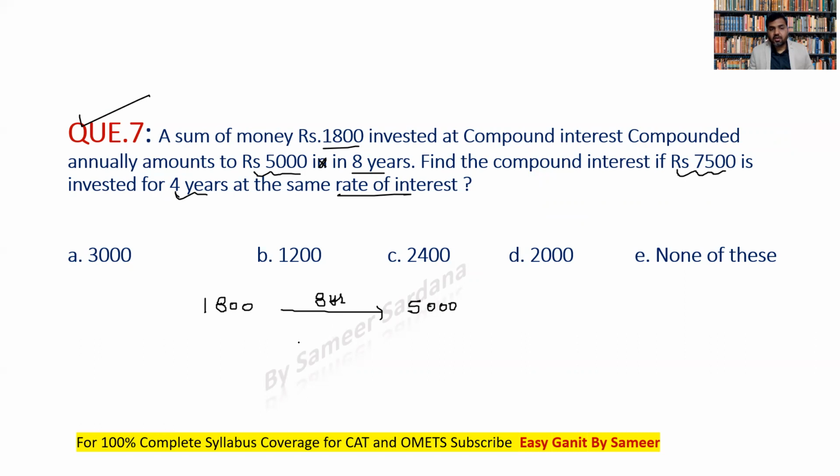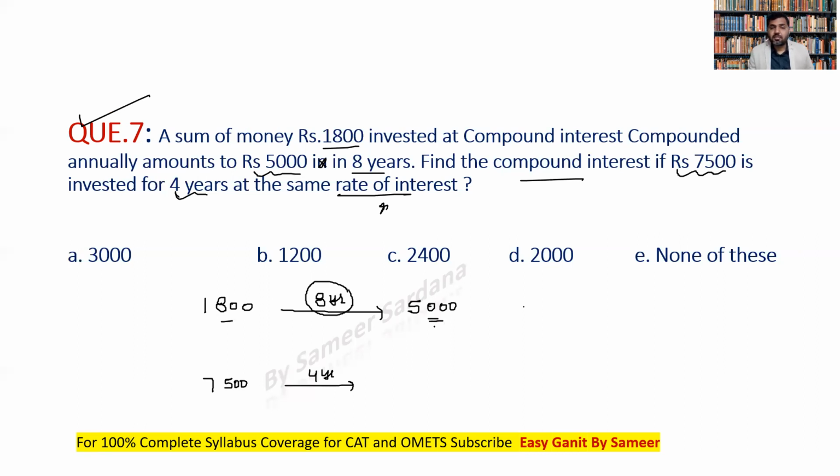Now I want to find out that if 7,500 is invested for 4 years, what will be the compound interest earned if this money is invested for 4 years at the same rate of interest? So first of all, you don't need to find out the rate of interest in case of compound interest, guys. You simply find out the multiplying factor for 8 years. You see that in 8 years, 1800 rupees is becoming 5,000.